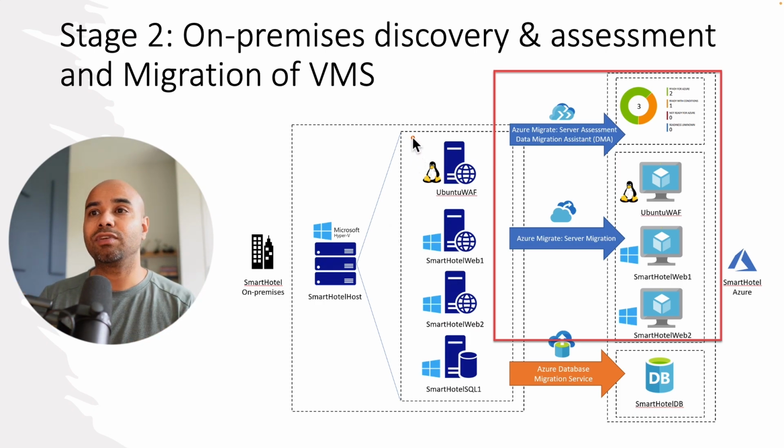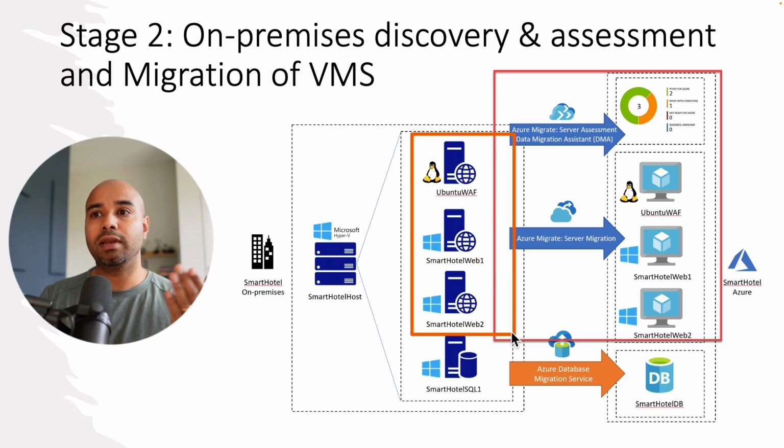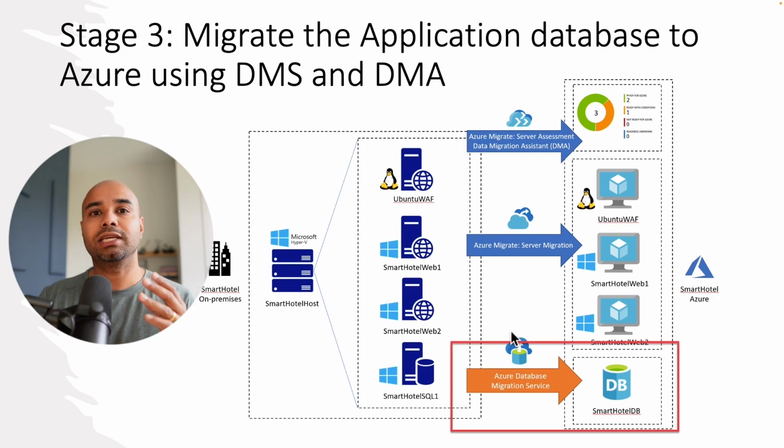The first task we are going to perform is to move these three servers, the Ubuntu Linux machine, the Web App 1 and the Web App 2 virtual machines, to Azure using the Azure Migrate tool. So that's the second stage. The third stage is migrating the database to Azure.